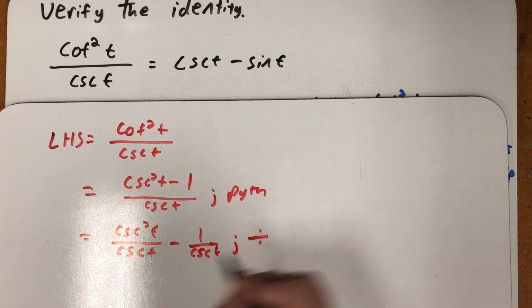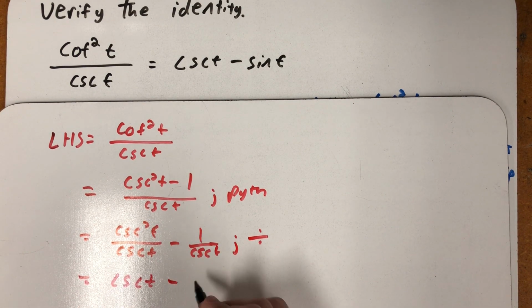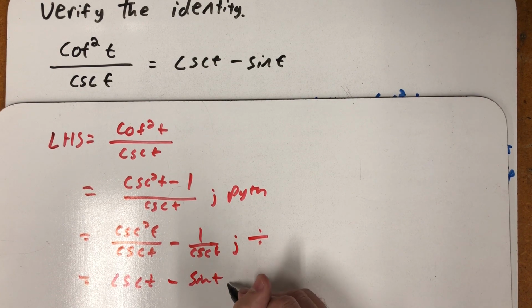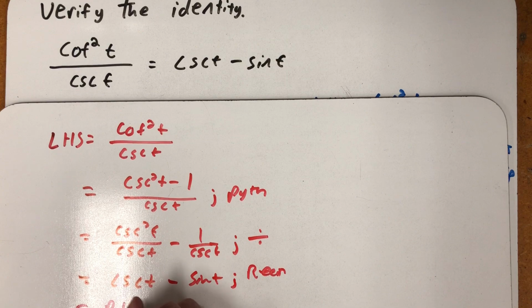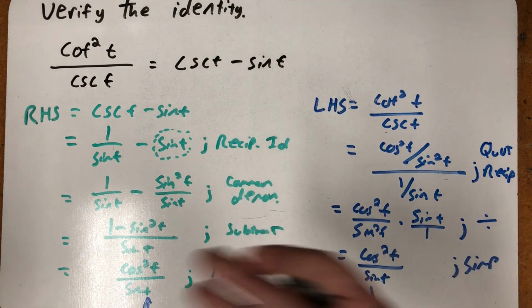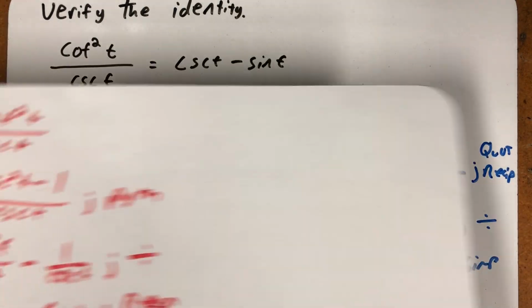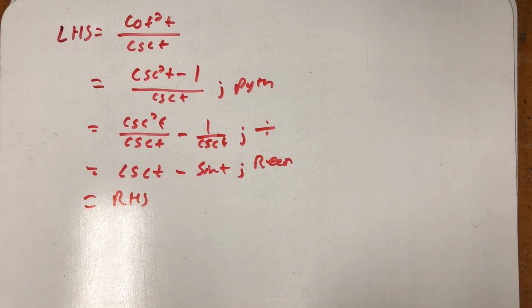So let's see, I've done the division. One of the cosecants cancels, and 1 over cosecant is sine, which is a reciprocal identity. And then we've arrived at the right-hand side. So now I have two different methods of verifying this. This one's more complicated. I'll admit this is probably what I would think to do more often, but there's a nice simple approach to verifying that identity.